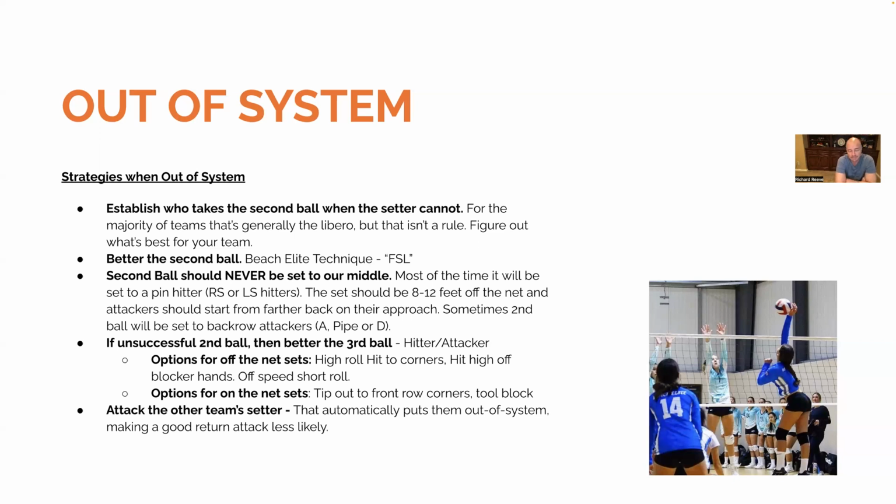Options if that set is actually on the net: we tip out to the front row corners, or we call tool. We just hit high. We hit off the hands of the block when we know that we can't get through the block, can't get around the block, can't get over the block. We will just throw that ball into their hands, and it'll deflect out of bounds.